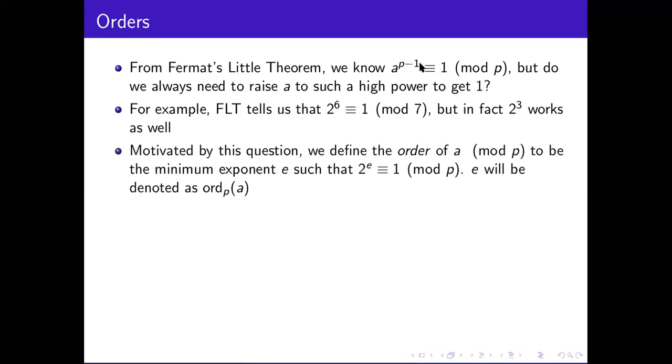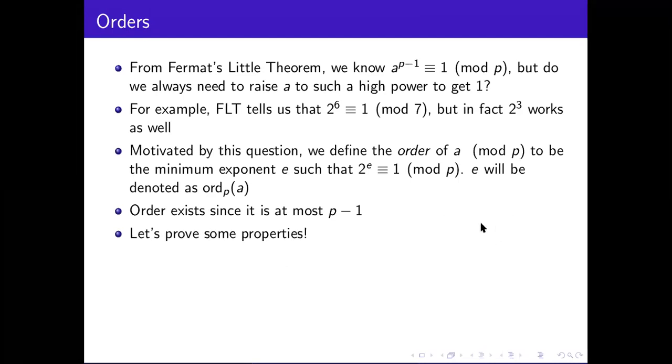And motivated by this question, we can now define the order of a mod p to be the minimum exponent e such that a to the e is equivalent to 1 mod p. And e will be denoted as the order of a mod p, ord_p(a). So we know that this definition is good because the order always exists, since by FLT it is at most p minus 1. So let's go ahead and prove some properties about order.